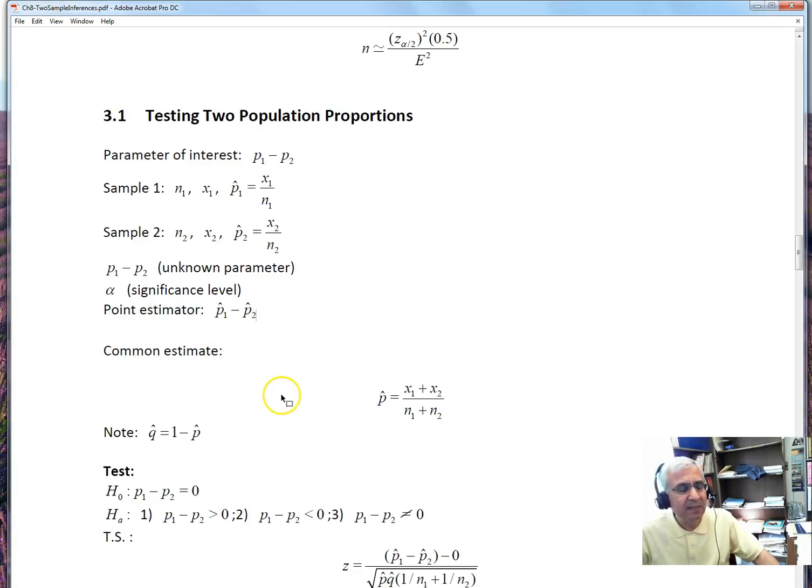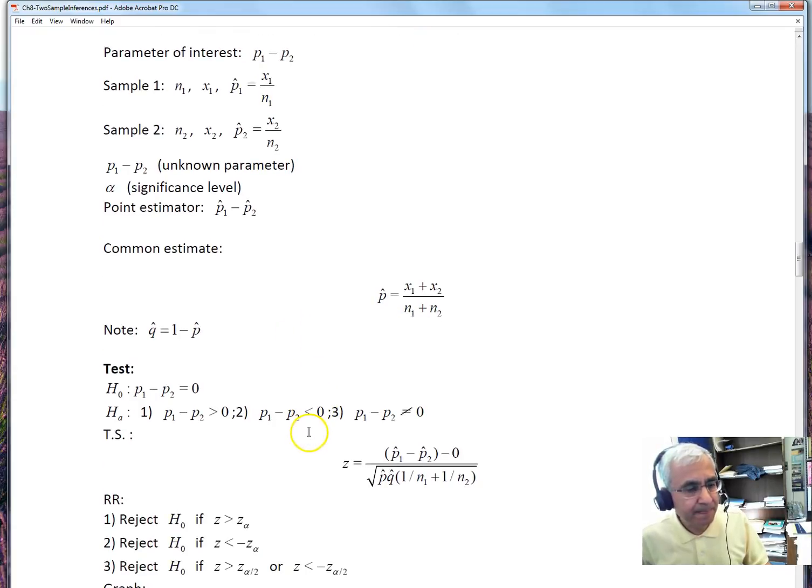One thing we're going to need now is the common estimate. If I were to pool my two samples together, what would be the estimate if I assume P1 and P2 are equal? What would be the common estimate for that common parameter? That would be the successes in both samples over the sample sizes in both samples. We call that P hat, and Q hat would be 1 minus P hat. I'll tell you in a minute why we need that.